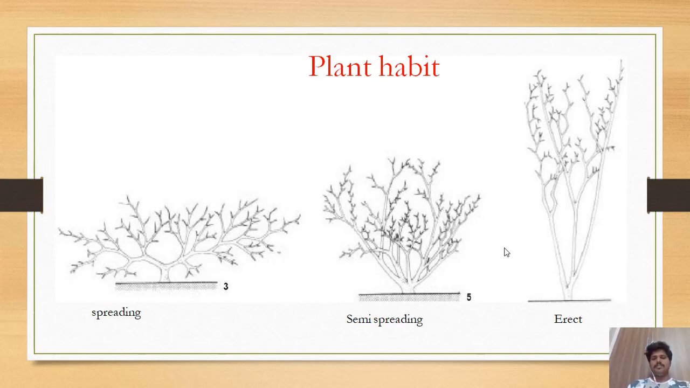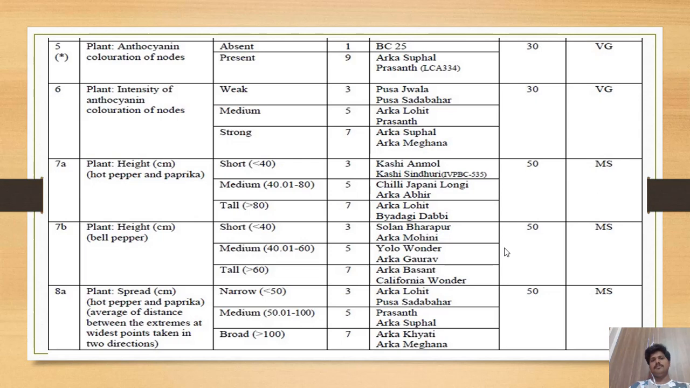If you look at the first picture, that is the spreading type. It is spreading across the substratum of the earth's surface. Then the semi-spreading type, it is a little more concentrated than the spreading type. Then the erect type, the third one, is straight upright. So in this way we can categorize the chilies.